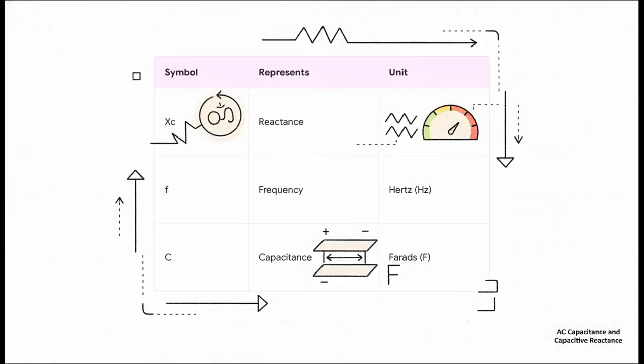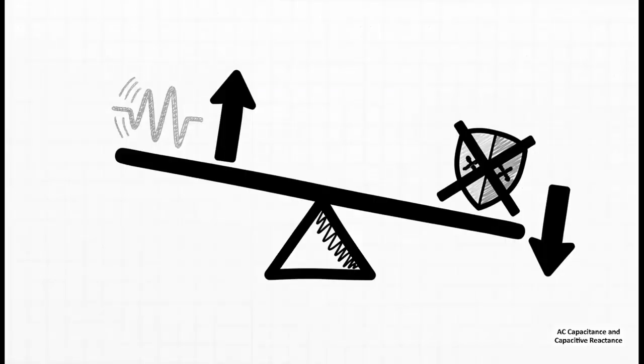Let's just decode this real quick. XC is the reactance we're trying to find in ohms. And down in the denominator, the bottom part of the fraction, we have F, which is our frequency in hertz, and C, which is the capacitance value in farads. Pretty simple, right? But here's the main takeaway, the one thing you absolutely have to remember from this formula. Because frequency F is on the bottom, it means there's an inverse relationship. As the frequency goes up, the reactance goes down. They always move in opposite directions.